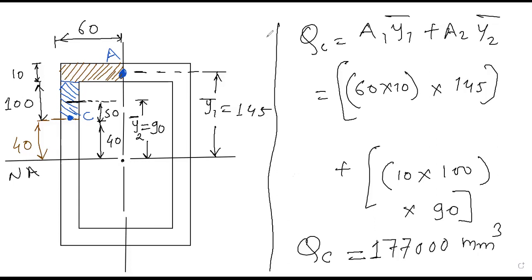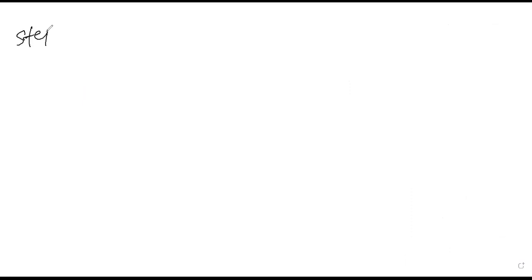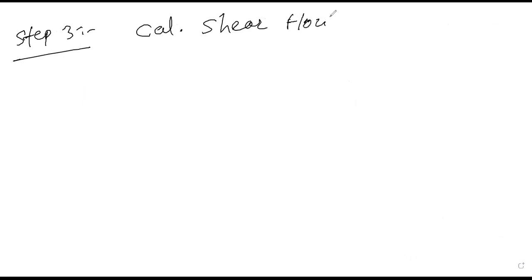All of you are done. Shall I proceed? Yes, sir. Right. Now, capital Q is known to you, that is for points A, B, C. Now we will find out the shear flow, small q. Next line, step number 3. Calculate shear flow, small q, for points A, B, C.